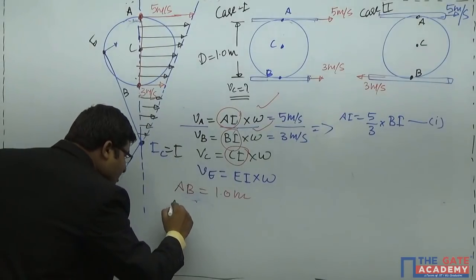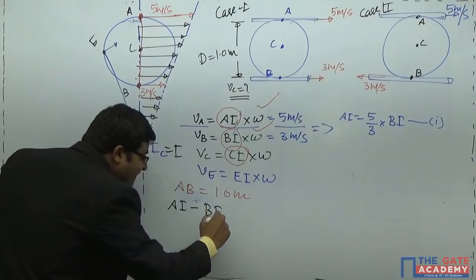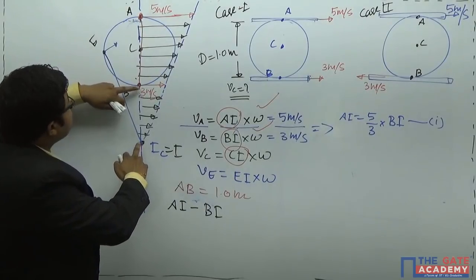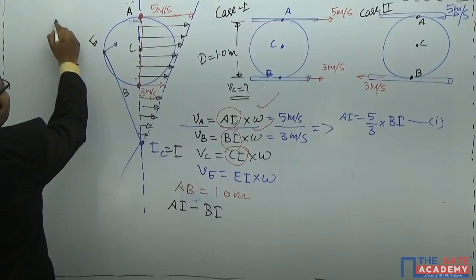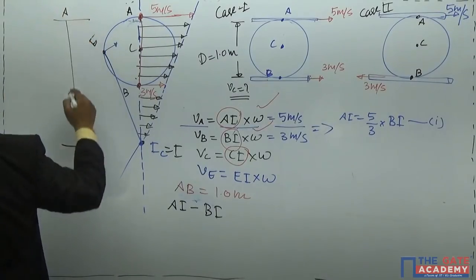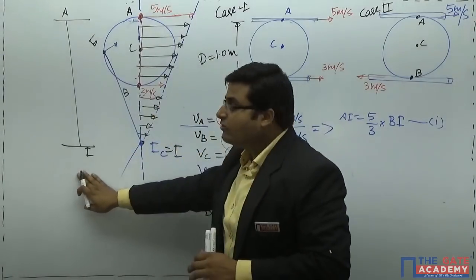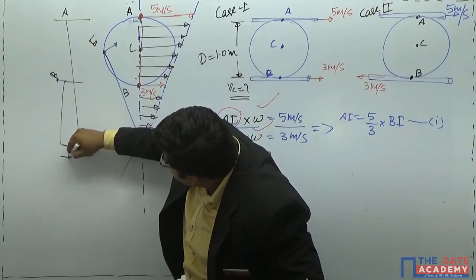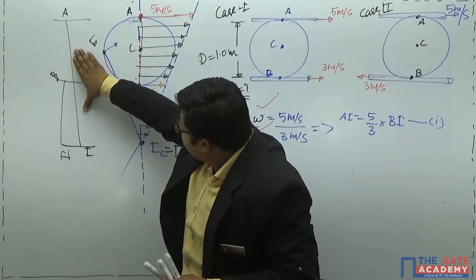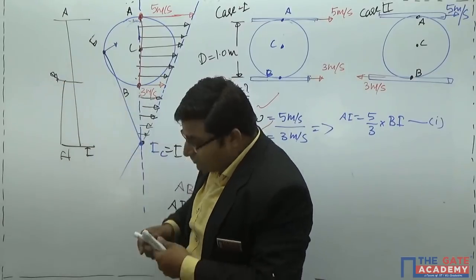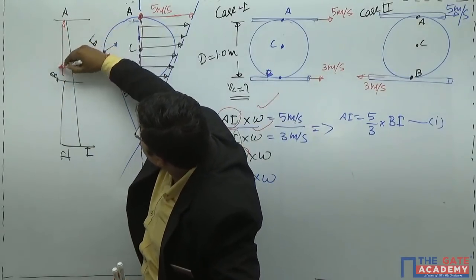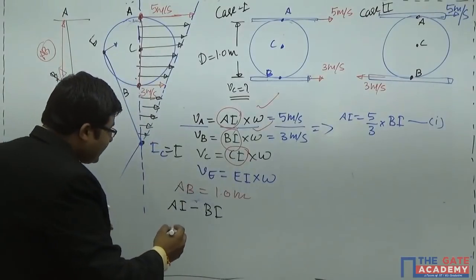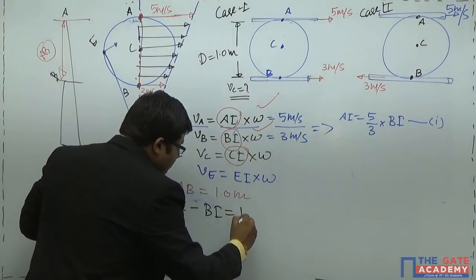Then this AB can be written as, look at it very carefully, AI minus BI, isn't it? Look at this. AI is the complete length from here to here, and BI is this particular length. So the distance remaining will be AI minus BI. This total is A to I. Now this point is somewhat BI. If you subtract BI from AI, what you will get? The remaining length will be nothing but diameter, that is AB, that is 1 meter. So now we can write this as AI minus BI is equals to 1 meter.